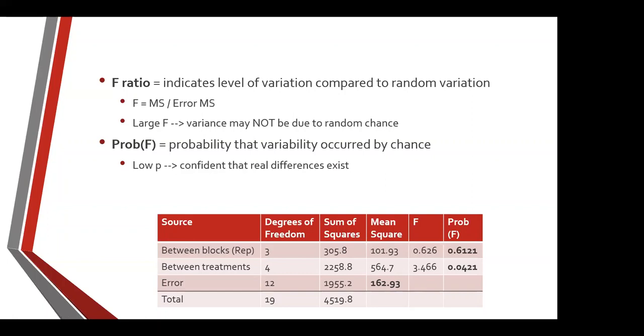So really you're looking for a low p-value, which would mean that we are confident that there are real differences among treatments. If you had a high p-value, like we see between blocks, 0.6, that indicates that there is no evidence of a real difference among blocks here. So that could mean that there is no real difference to speak of, or that the differences that are there are too small for us to detect.